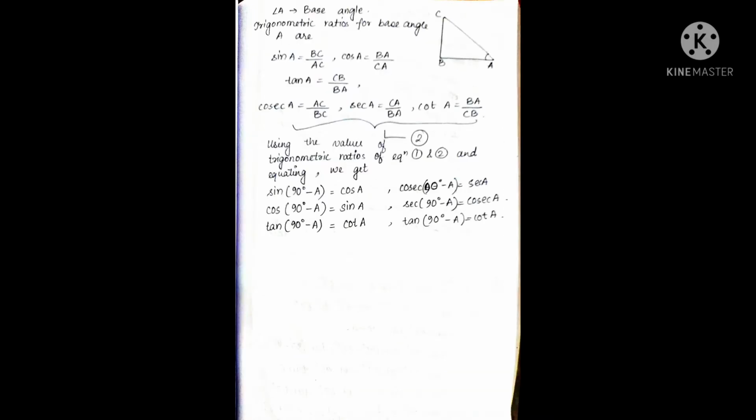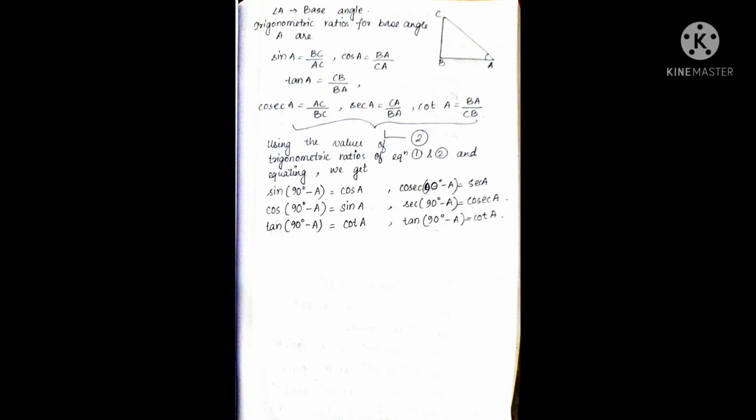Again I have taken the same triangle, but this time I have taken angle A to be the base angle. So I have rotated the right angle triangle. So the trigonometric ratios for this base angle A will be sin A equal to BC by AC. Similarly, cos A will be BA by CA. Tan A will be CB by BA. So similarly, the other trigonometric ratios for the base angle A I have written, and this I marked as equation number 2. Now you can just compare the two equations 1 and 2.